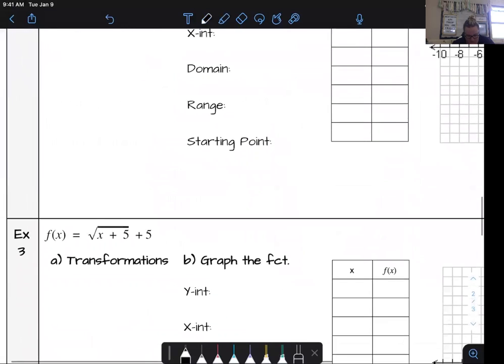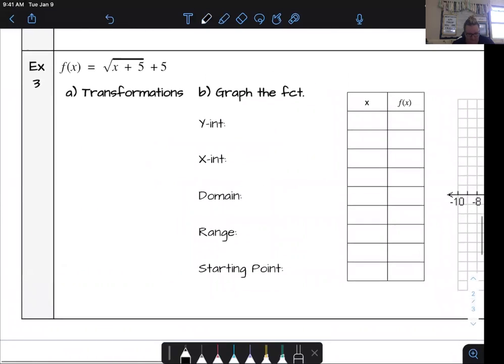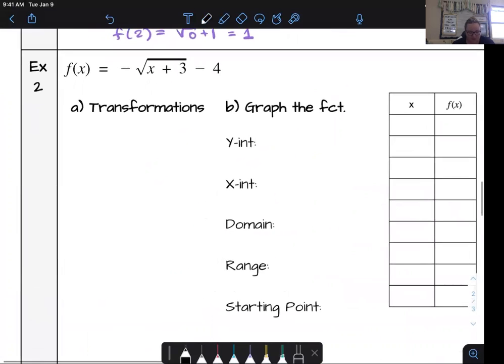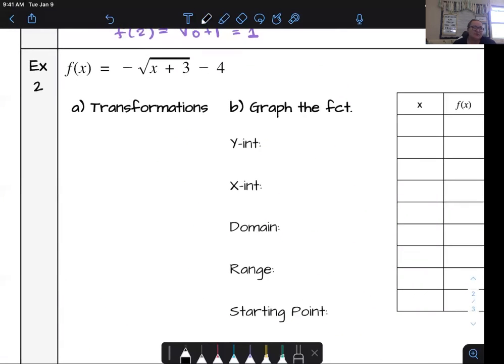Actually, for example 2, I'll help you get started and then I'll have you do example 3 on your own completely. So for example 2, we have f of x is equal to the negative square root of x plus 3 minus 4. This function is going to have 3 transformations. You have to describe the transformation that the negative causes, the plus 3 under the radical, and the negative 4 outside of the radical. What 3 transformations are those going to give us? Go ahead and do that part on your own.